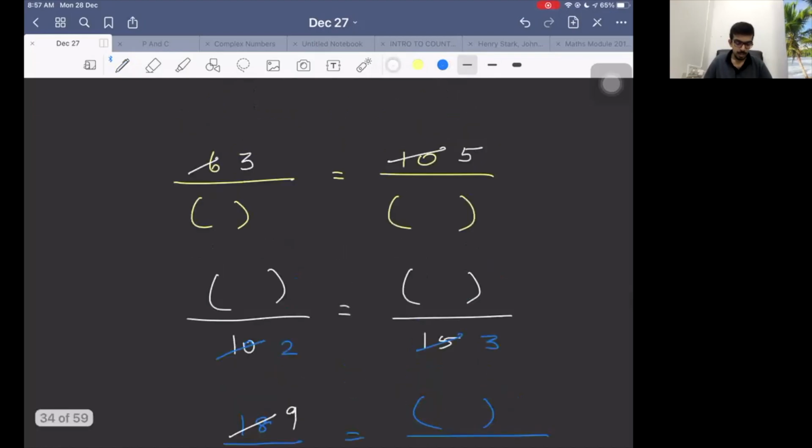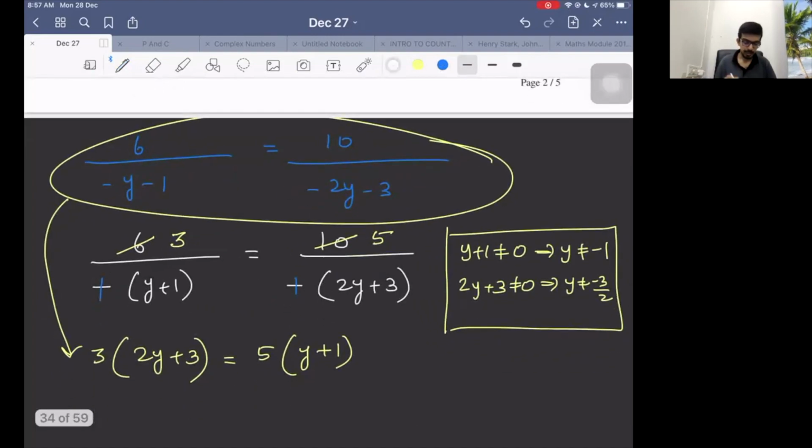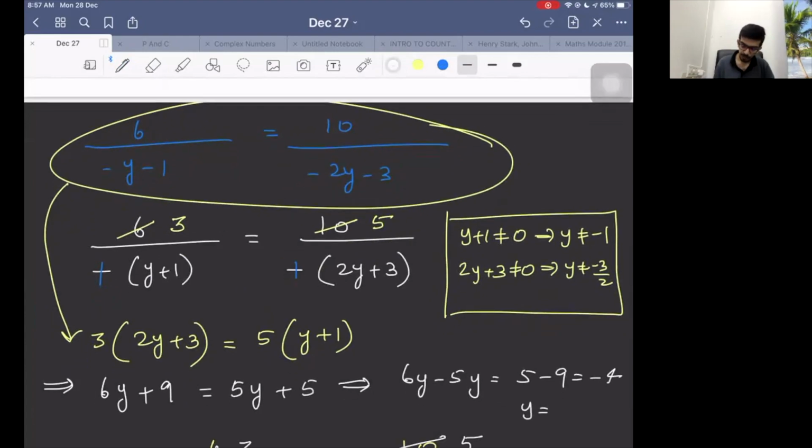So far, so good. Till this step, it's fine. Now you expand the bracket, as in you just distribute 3. So we have 6 times y plus 9 is equal to 5 times y plus 5. So you have 6y minus 5y is equal to 5 minus 9, which is minus 4. So your y comes out as minus 4.